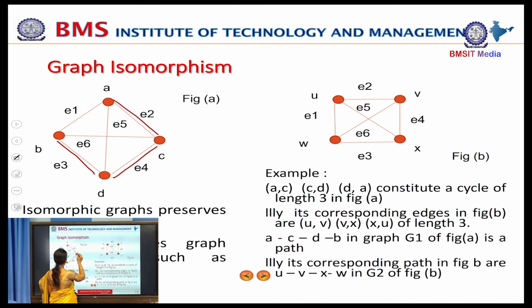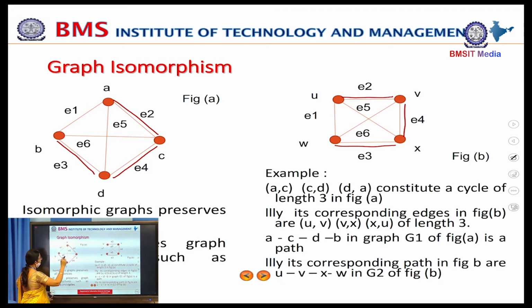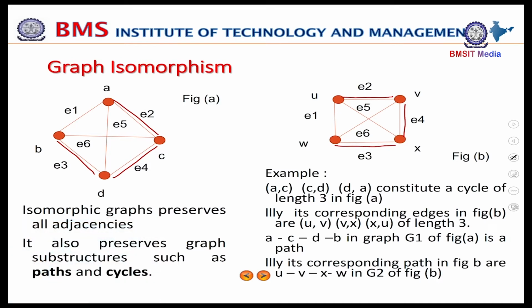So from A to C we are moving from U to V, V to X and X to W. So here also we have the same length 3, which constitutes a cycle of length 3.